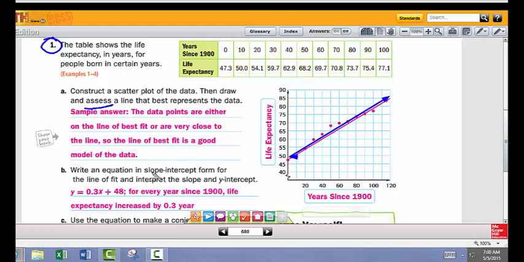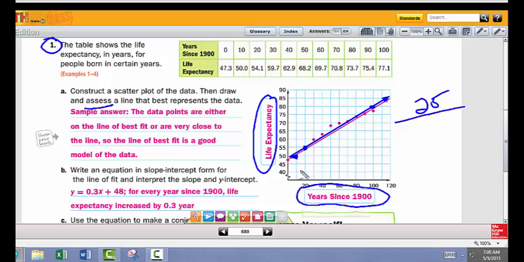Then letter B asks us to write an equation, slope-intercept form for the line of fit, and interpret the slope and the y-intercept. First of all, make sure that we have our labels, and we need to find a couple of points where we have the line going right through an intersection, and I would say right here is one, and let's go up as far as we can. Right here we're awfully close to it as well. So our rise from 55 up to 80 would be 25, and our run from 20 to 100 is 80. We can divide both those by 5, and we have 5 over 16, so we have 5/16.